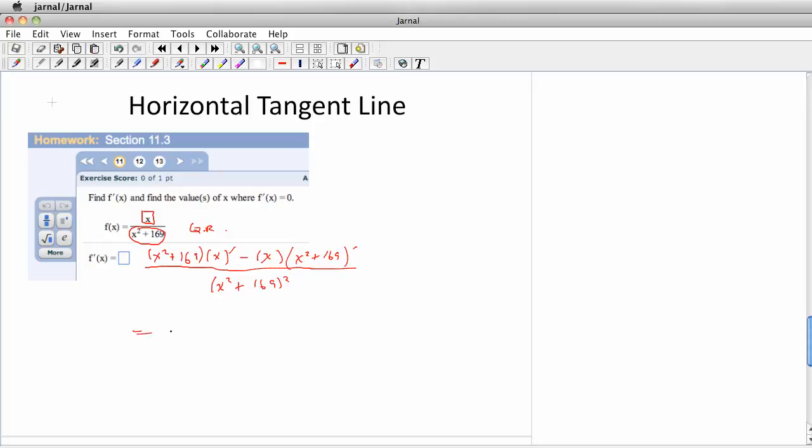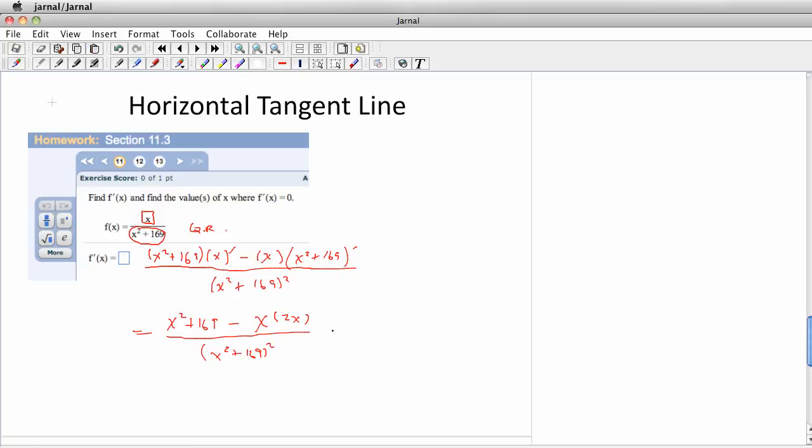So I need to actually do the derivatives that I wrote down. The first one up there, I'm not even going to flatter by putting parentheses around this because I can see that it's x squared plus 169 times 1. The derivative of x is 1. So I know that that's multiplied by 1, which means that there's just nothing there. And then I'll have x times, and the derivative of x squared plus 169 is just 2x. And then I have the same denominator, x squared plus 169 squared.